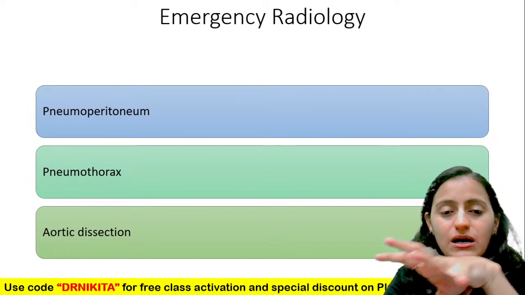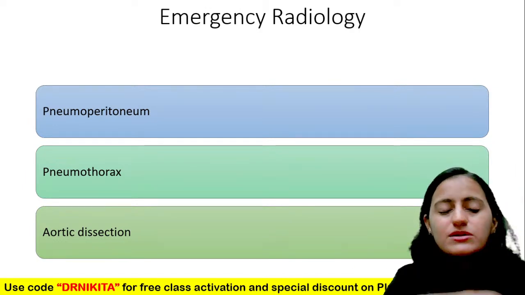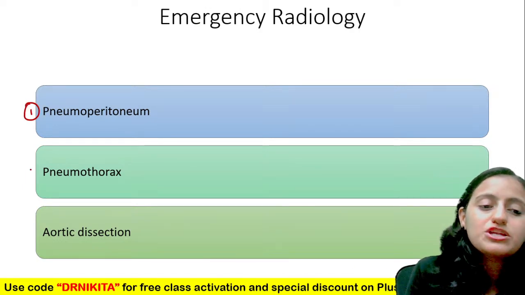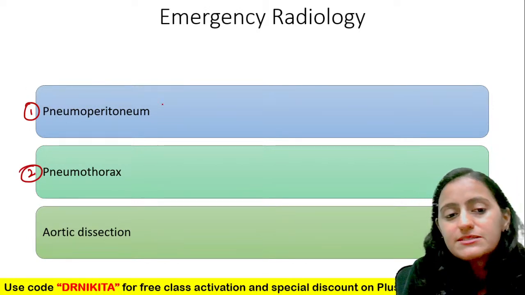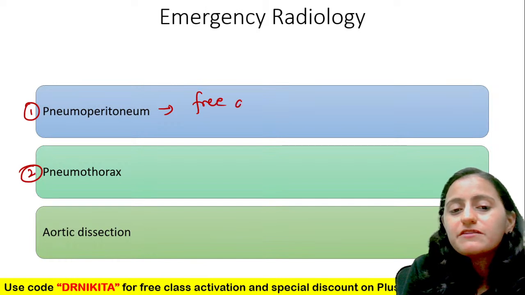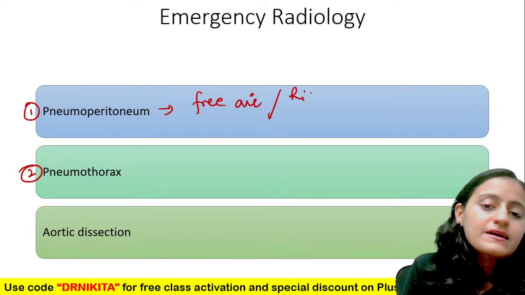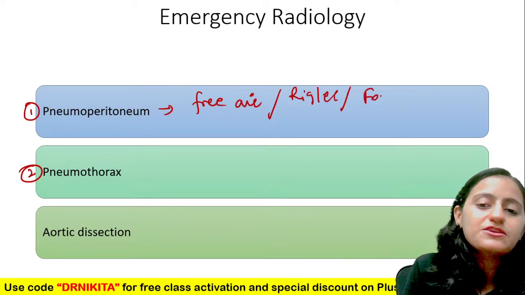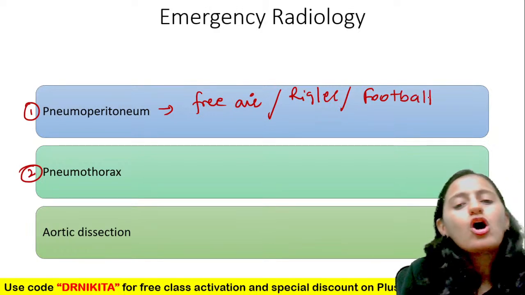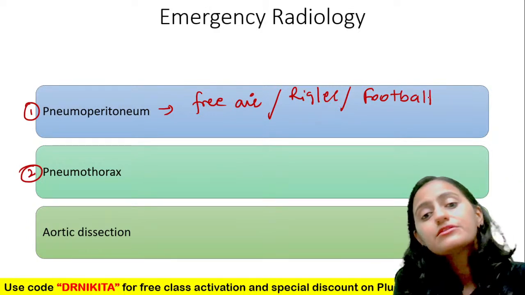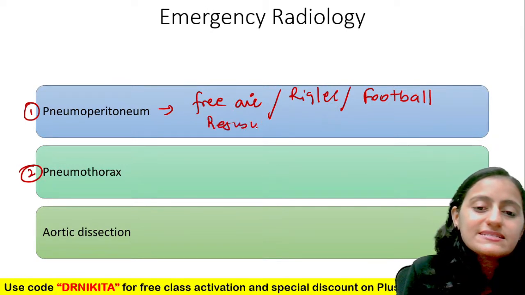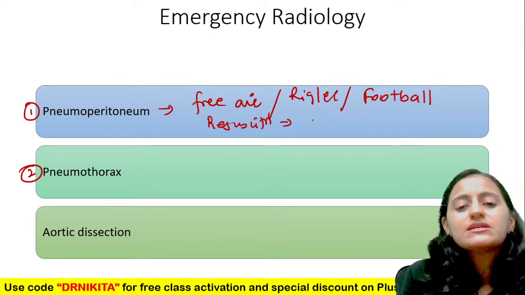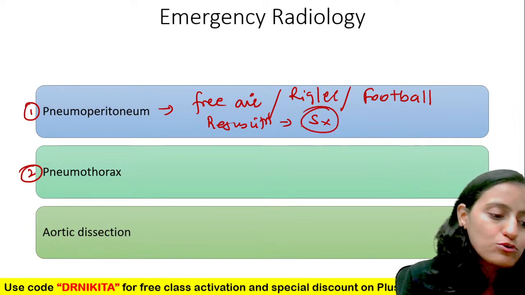Now coming to emergency radiology per se, what is important? Very, very important: pneumoperitoneum and pneumothorax are the favorite with the examiners. Pneumoperitoneum, the free air under diaphragm. Then you have the Rigler sign. Then you have the football sign. All this is very, very important to be known. The management of the patient, first is the resuscitation, stabilizing the patient, and then is the surgery, laparotomy to be done.